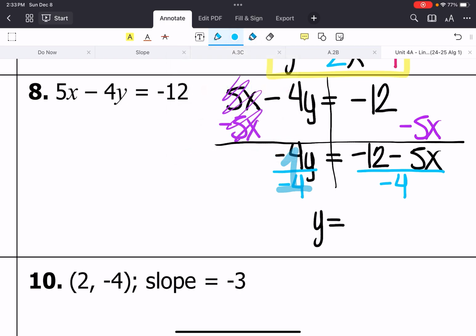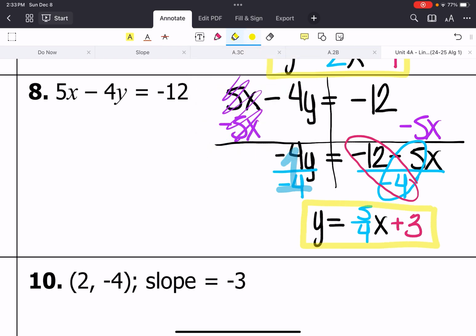Negative 5 divided by negative 4 is going to give you positive 5/4 of x. And then negative 12 divided by negative 4 gives you positive 3. Now giving me my answer of y equals 5/4 of x plus 3 for my equation.